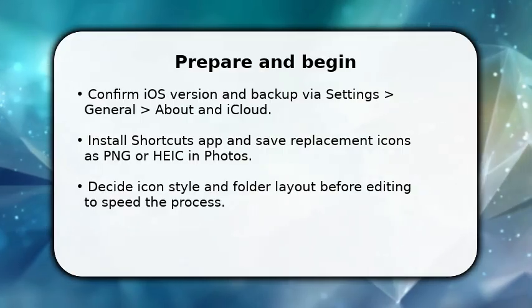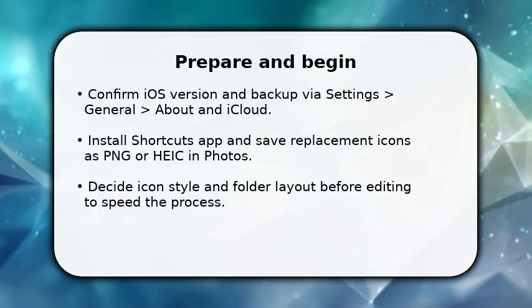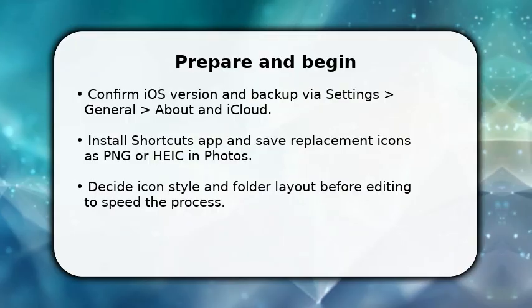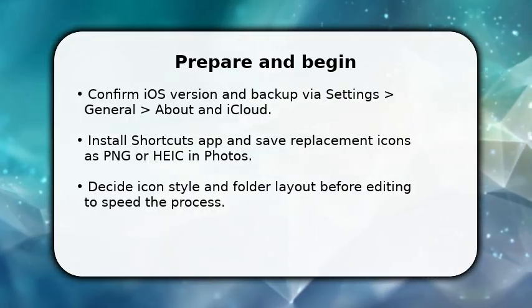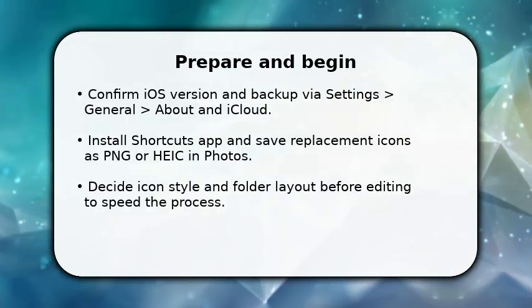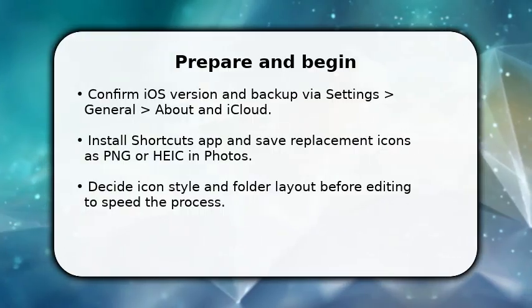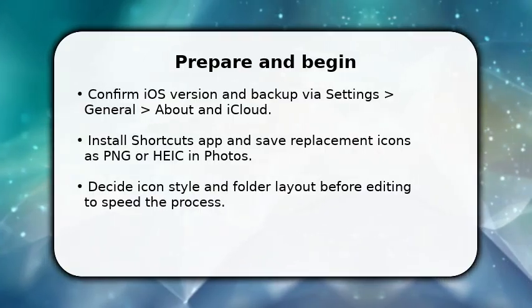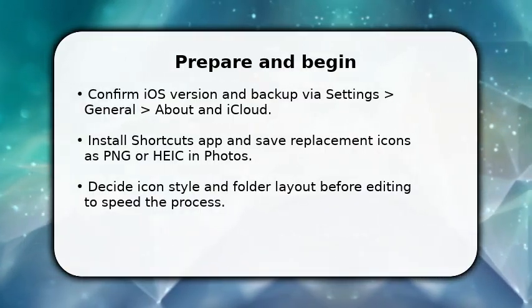You start by checking iOS and backing up so nothing is lost. This matters if you revert. Next, open Shortcuts and tap the plus to create a new automation. That's your replacement wrapper. Once done, choose the app you'll replace, then tap the three dots and add to home screen. This is where you swap the displayed icon.